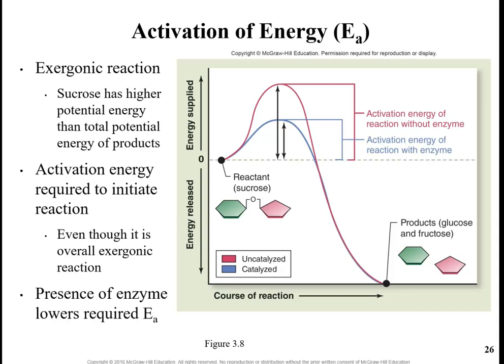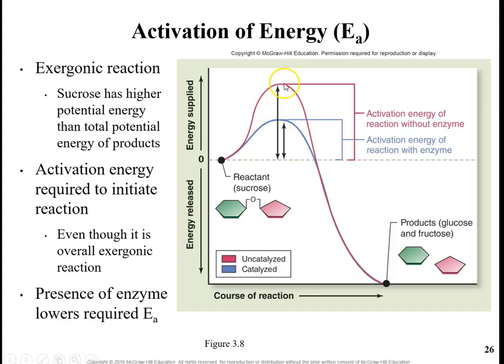So here you can see activation energy of a reaction. So the overall reaction is exergonic, right? Because here's the reactants, and here are the products. The products have less overall energy than the reactants, so energy must be given off or released. That would make this reaction exergonic.